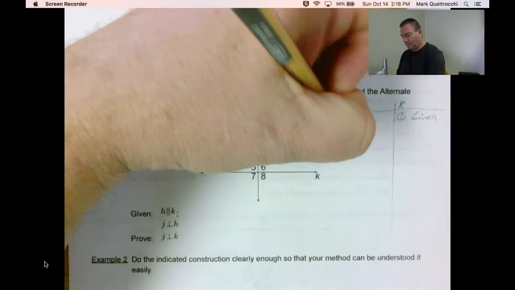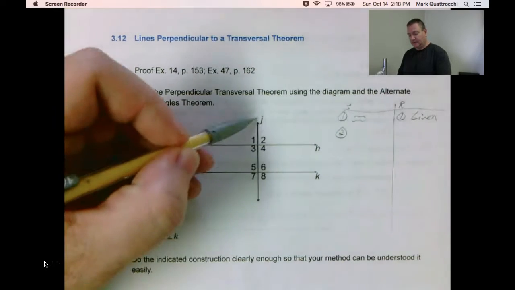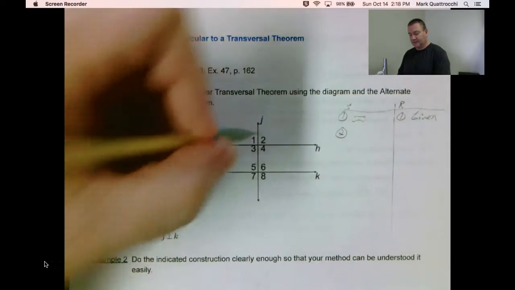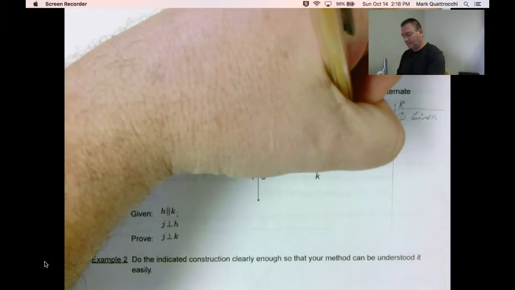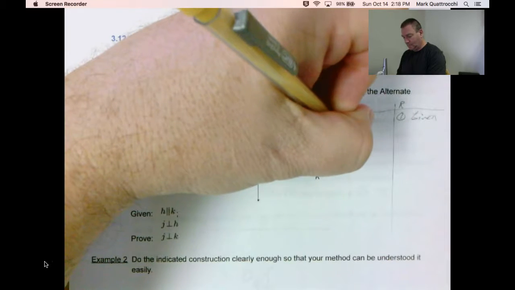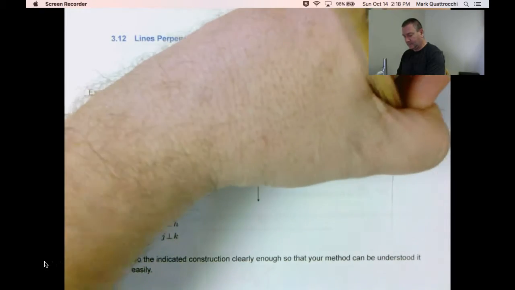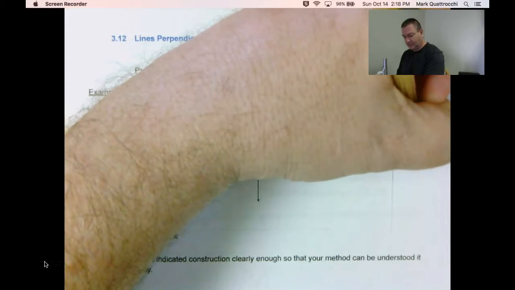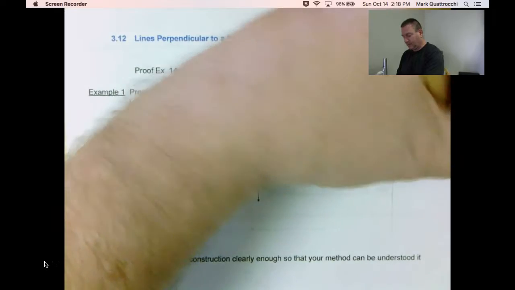2, since line J is perpendicular to line H, that makes the measure of angle 2 90 degrees. Definition of perpendicular.